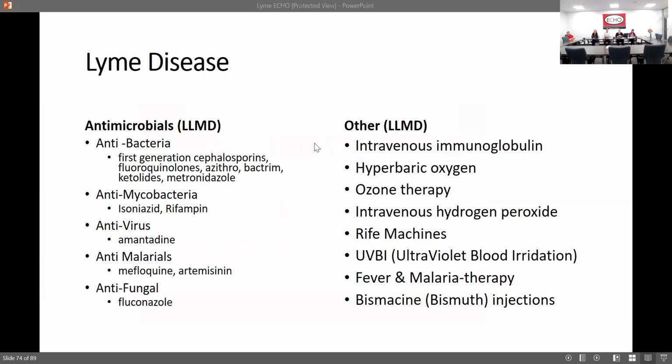This is what Lyme literate medical providers have in their armamentarium. A lot of drugs that don't kill spirochetes. I don't know what they're using antimycobacterial drugs for, or antivirals, or antimalarials. I don't even know how you get artemisinin in our country, and yet you can. And then other interesting things like giving immunoglobulin, hyperbaric oxygen, using ultraviolet light or hydrogen peroxide or electromagnetic rays on the blood, giving people malaria, because fevers do kill spirochetes. So all sorts of interesting things that you can get done.